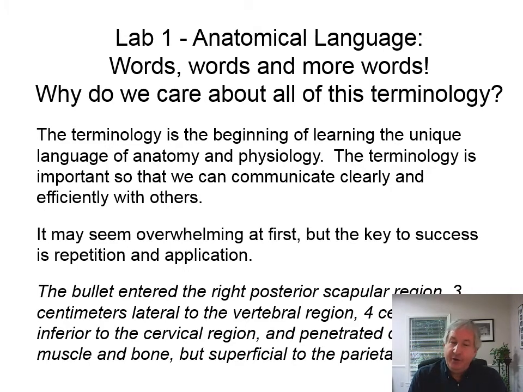But I'll go ahead and tell you now. The bullet entered the right posterior scapular region. Scapula is the shoulder blade. It's on the right. Posterior is on the back side. Okay. So the right side, it entered way back here. 3 centimeters lateral to the vertebral region, that's the spinal cord, so it's 3 centimeters lateral to the side, and 4 centimeters inferior to the cervical region.